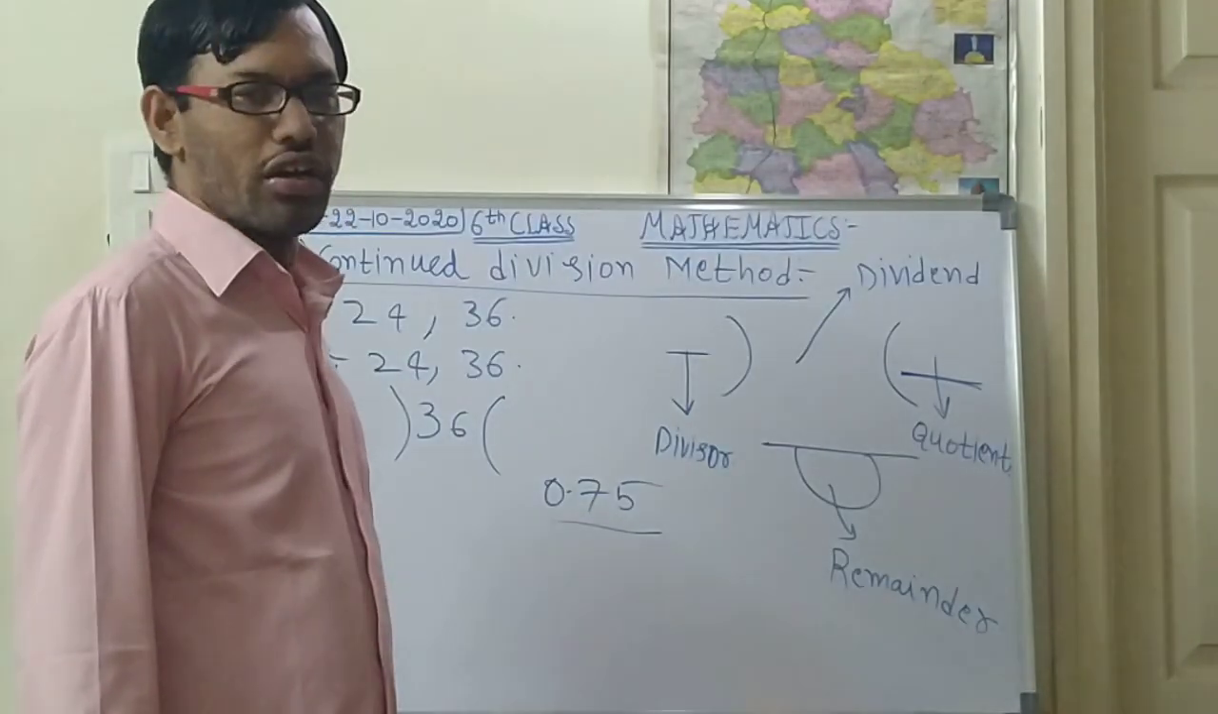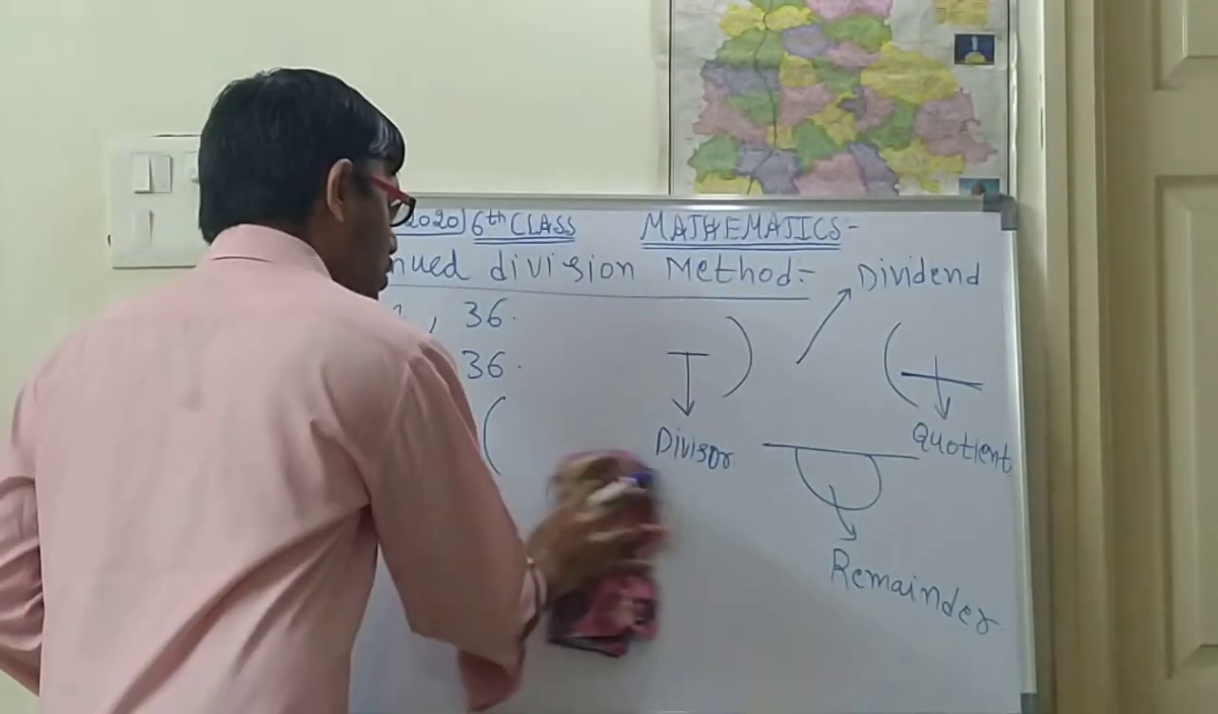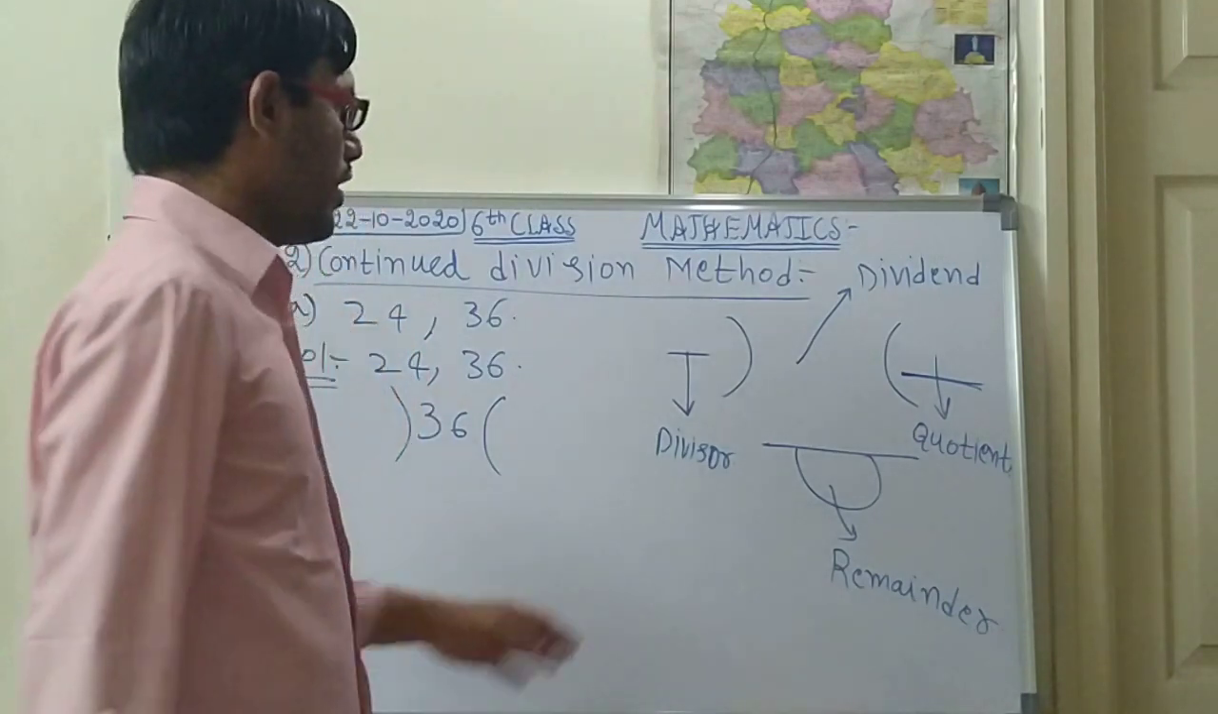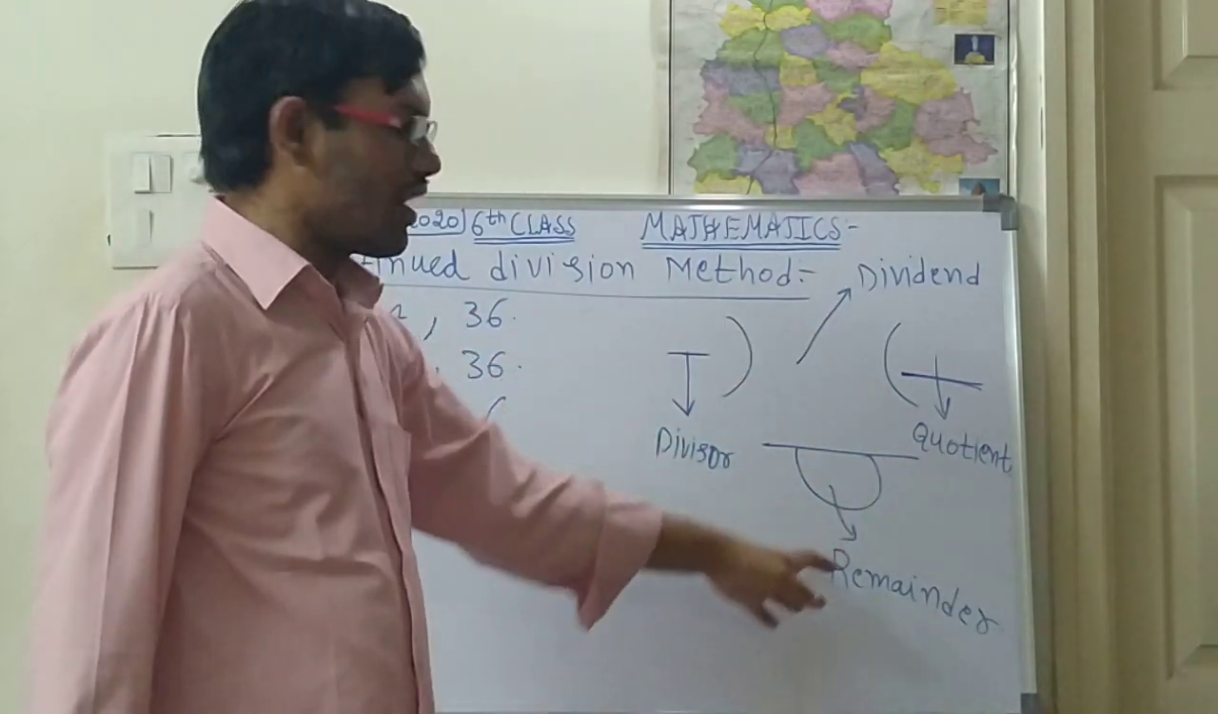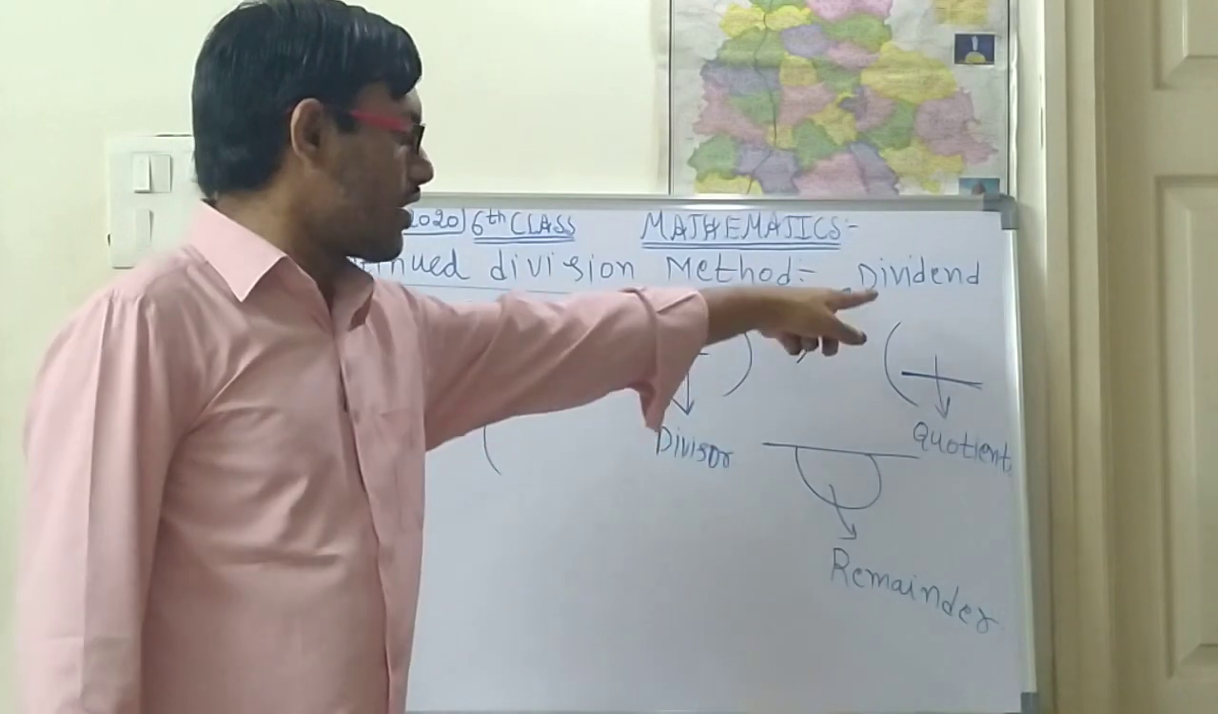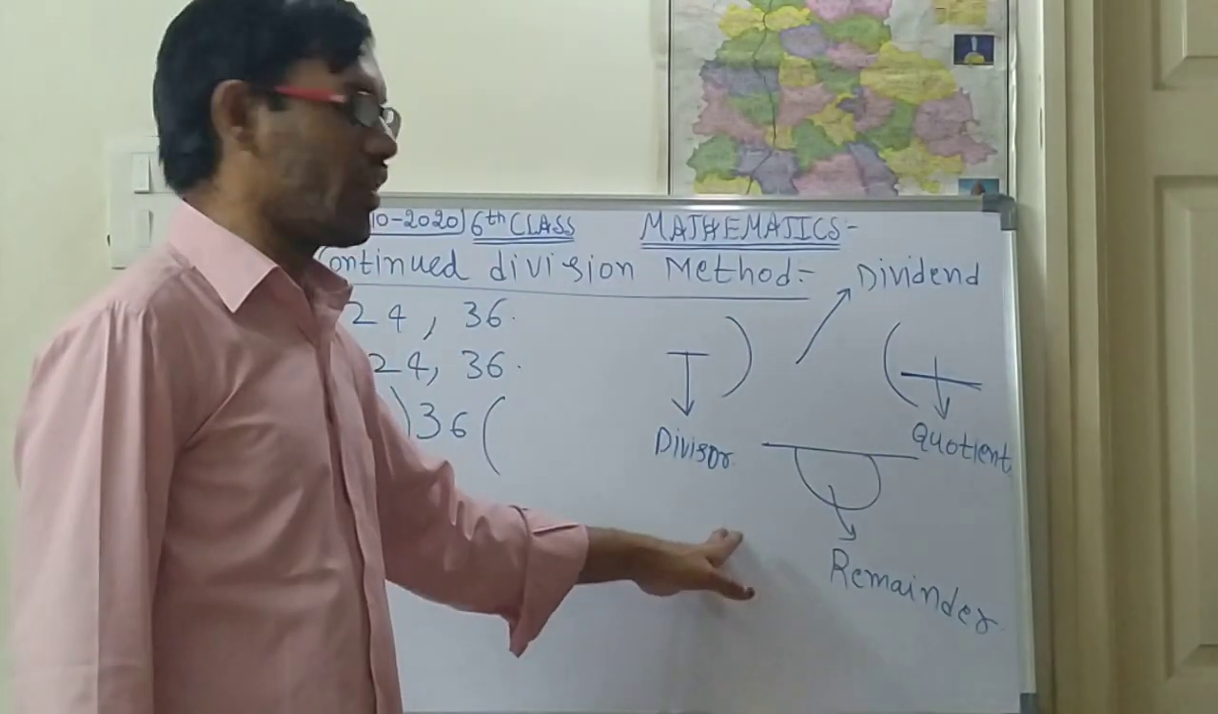Okay, so like that you are supposed to do. I think you have understood. So this is the method, children. This is the division process. These are the names, children. You should compulsorily identify these things.